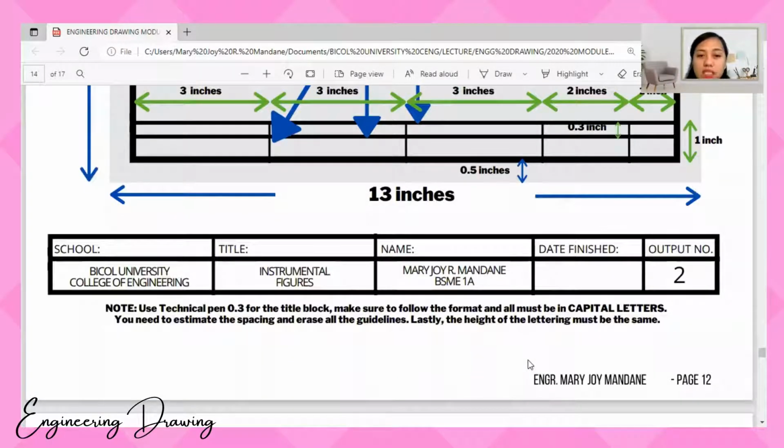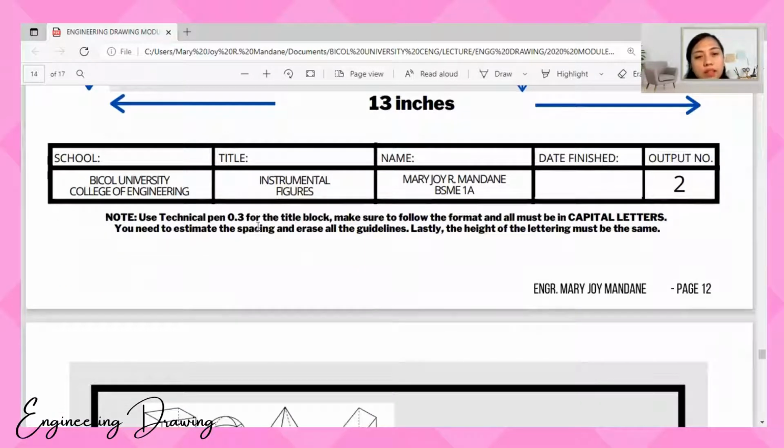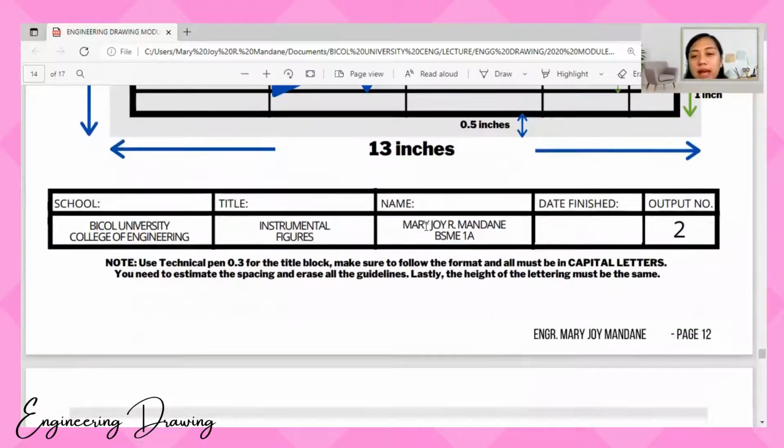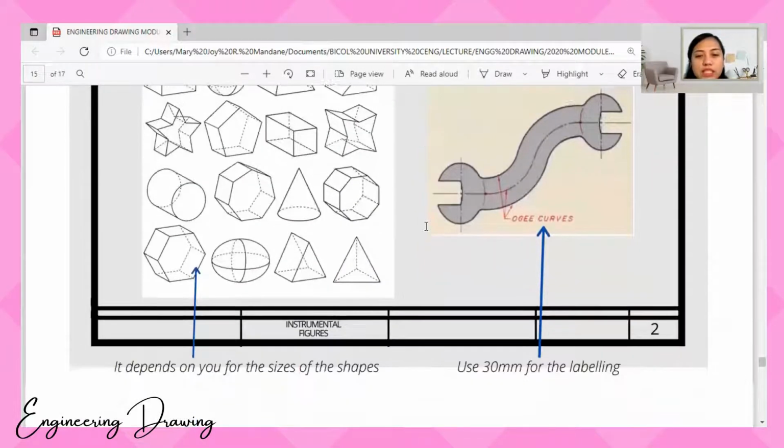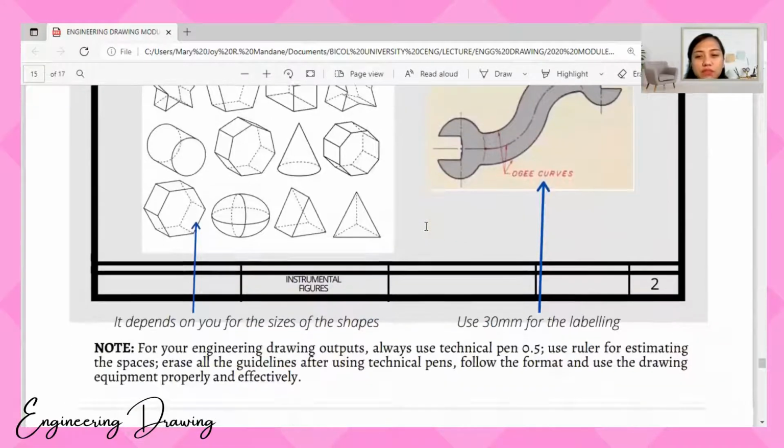For your output number 2, this is instrumental figures. For school, you need to write at the top Bicol University College of Engineering. Use technical pen 0.3. Then name, for example, Manager Mandane for me, date finished, output number 2. Use the technical pen 0.3 for the title block, follow the format, and all must be in capital letters. You need to estimate the spacing and erase all your guidelines. Lastly, the height of the lettering must be the same. So this is your output number 2, the instrumental figures.